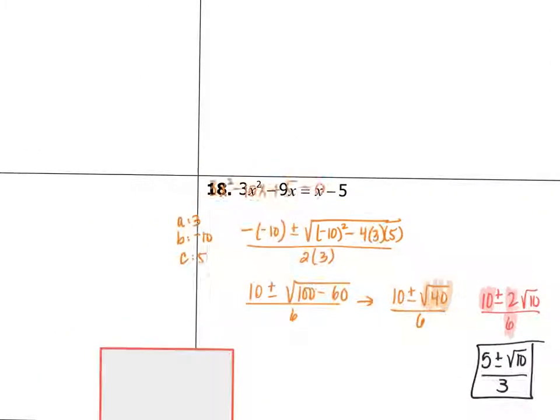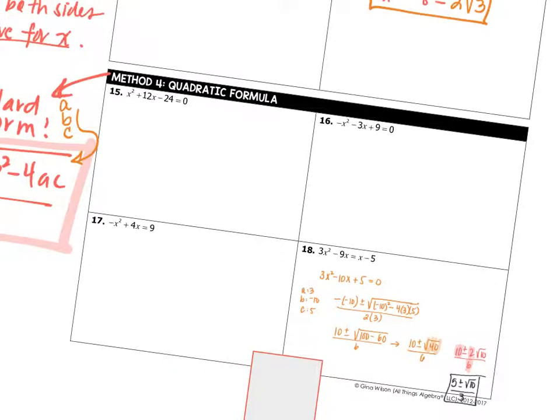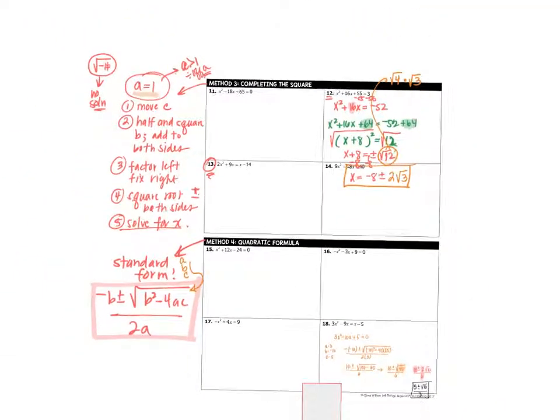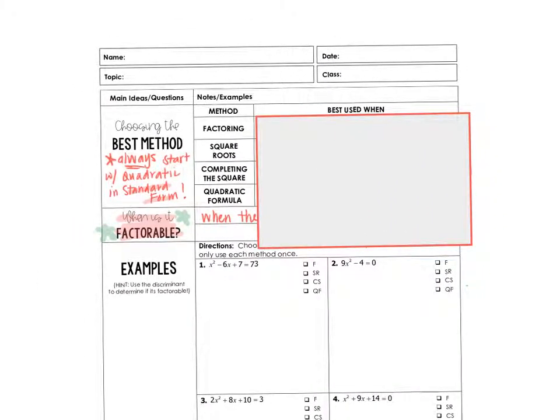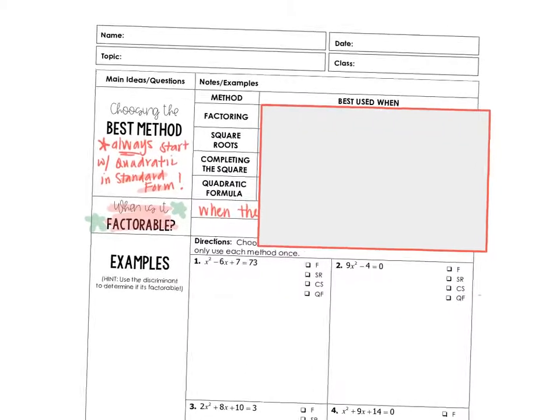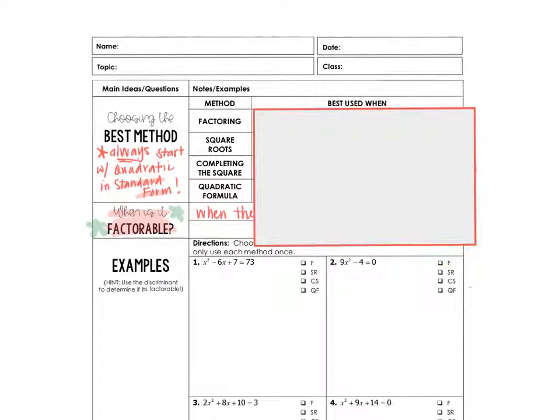So that concludes our review of the 4 methods. What we're going to do now is jump over to talking about how to choose which method is best and fastest for solving each quadratic. So turn your notes over to this page, choosing the best method, and let's start taking a look at what we've got.